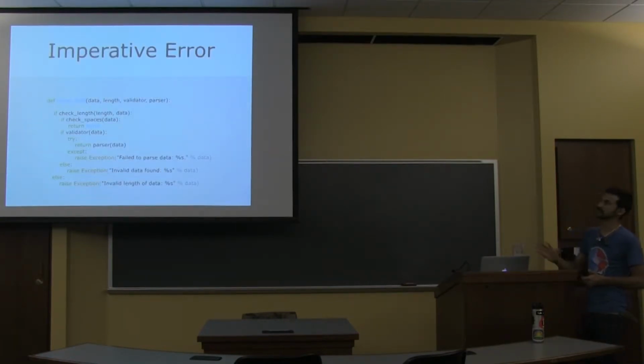So I kind of end up with this. It's pretty similar to the first function I showed. I think the big difference is that we pass in validator and parser. So now it's a more generic thing, right? So we're going to do the same thing, right? We're going to check the length.